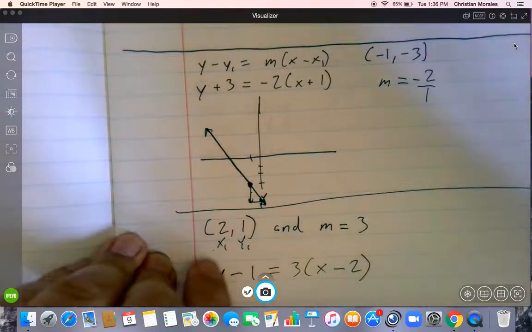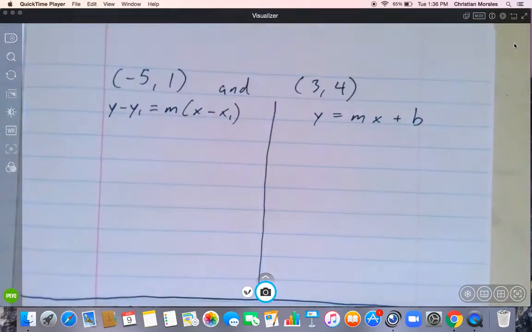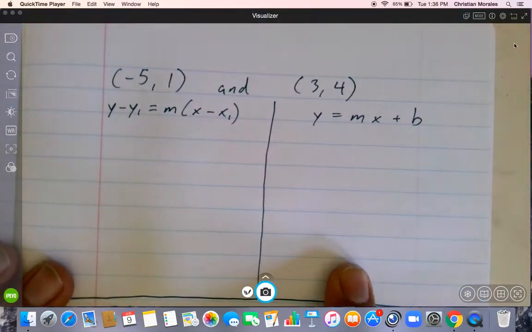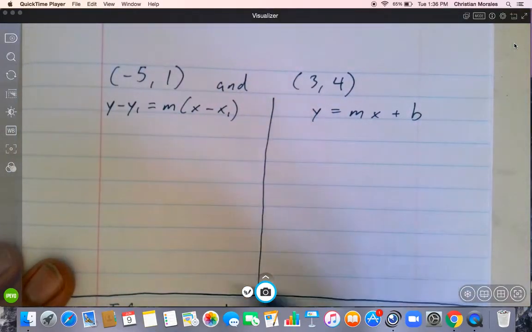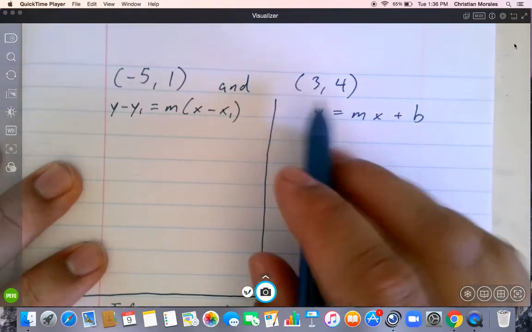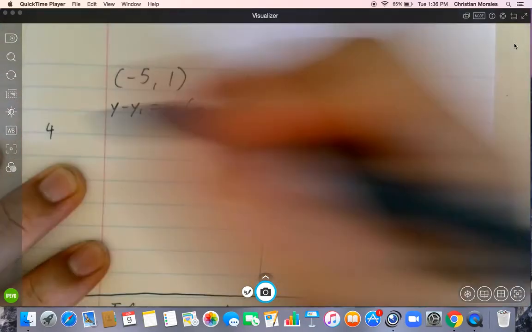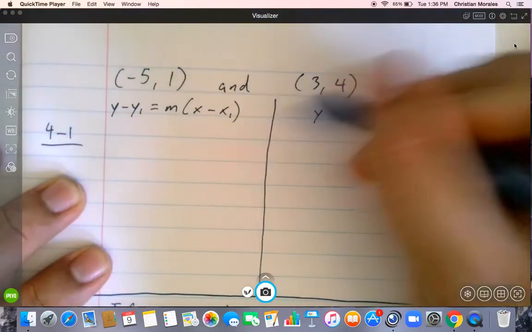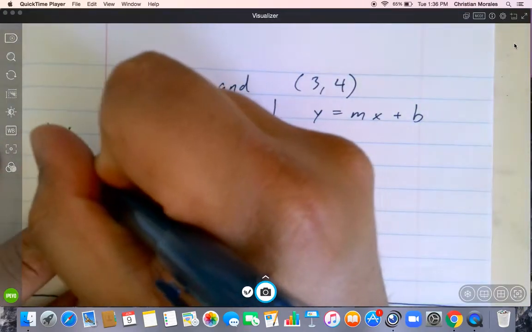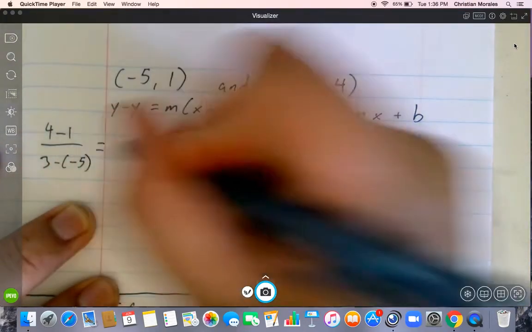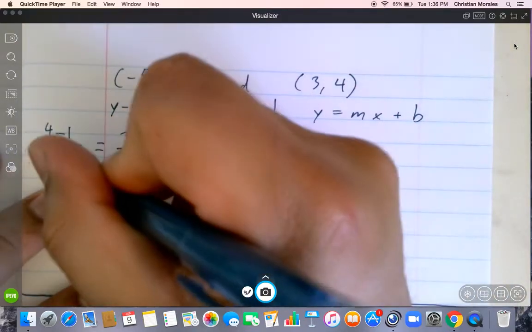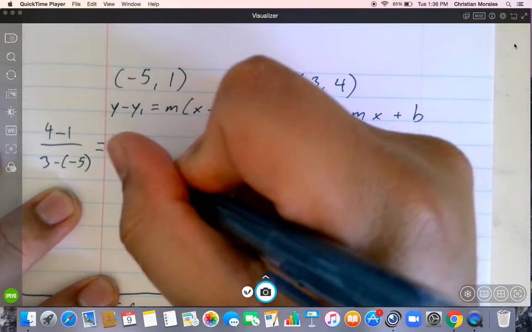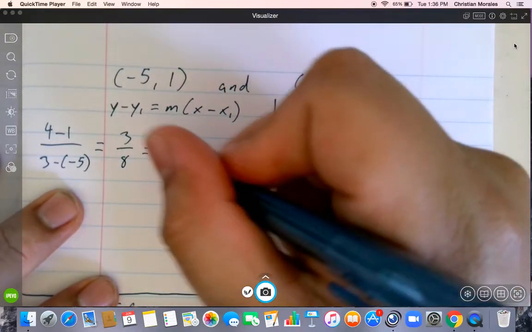Be careful with that. All right, now, what if they don't give you slope? What if they just give you some points? Well, guys, you have to start by finding the slope. There's no way around it. So we go back to our slope formula. y2 minus y1. So it goes like this. 4 minus 1, 3 minus -5. Okay, so you get 3 minus 1 is 3. This is going to add, so you get 8. So your slope is 3/8.